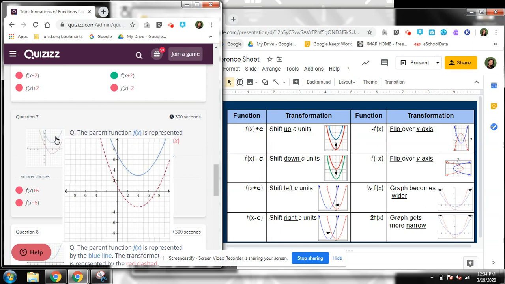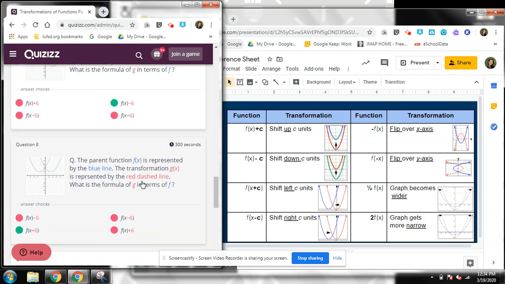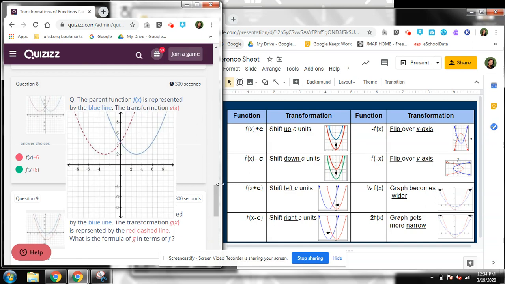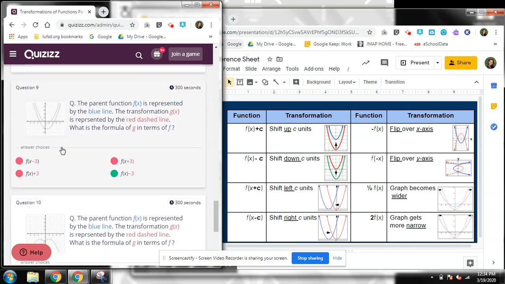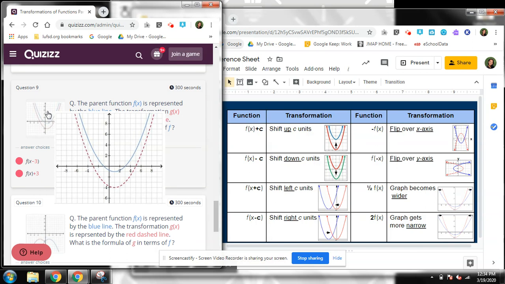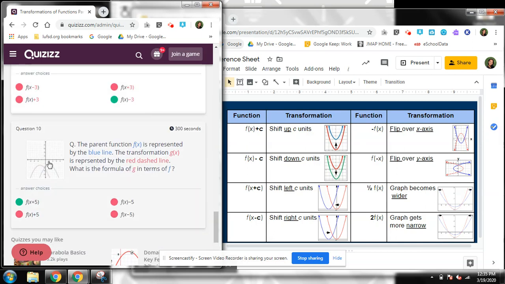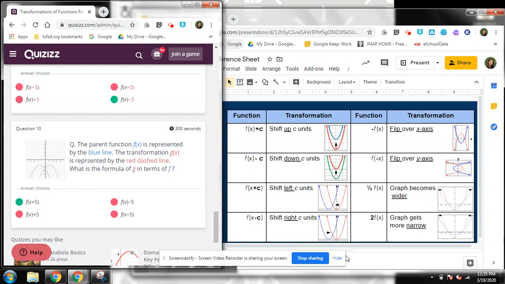Number 7, we are shifting down. In order to shift down, we need to subtract outside the parentheses. Here we go. And 8, 9, and 10. For 8, which way are we shifting? We are shifting left. In order to shift left, we are adding inside of parentheses. Yes, we are. Number 9, we're shifting down. In order to shift down, we are subtracting outside of parentheses right here. And last but not least, number 10, which way are we shifting? We're shifting to the left. And in order to shift to the left, we are adding inside of parentheses.